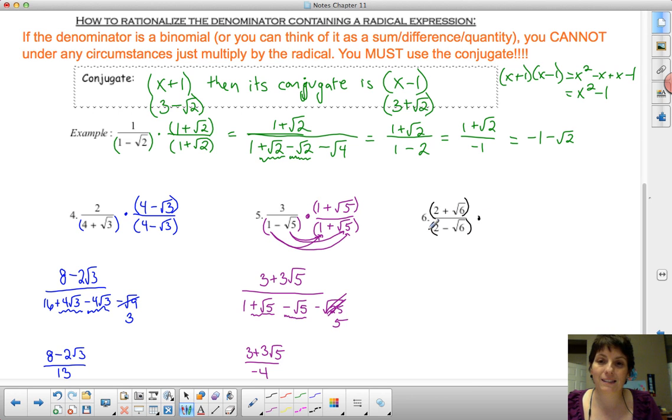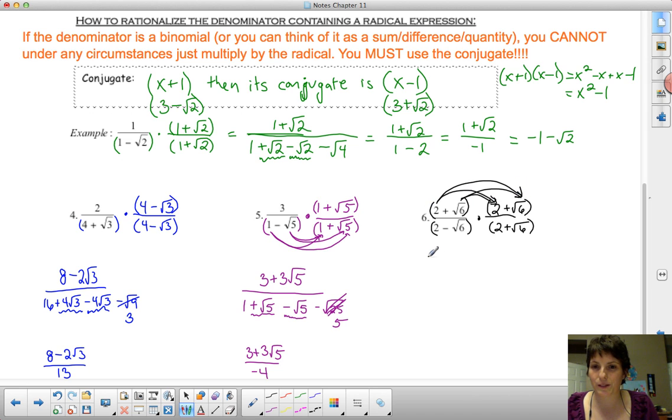The denominator is not just root 6. It's a difference, right? It's a quantity. So we cannot just multiply by square root 6. We must multiply by the conjugate, which in this case is 2 plus root 6. So multiply by that. When we do that, it'll be a FOIL process up top as well as a FOIL down below. 4 multiplications, a binomial times a binomial, or double distribute.